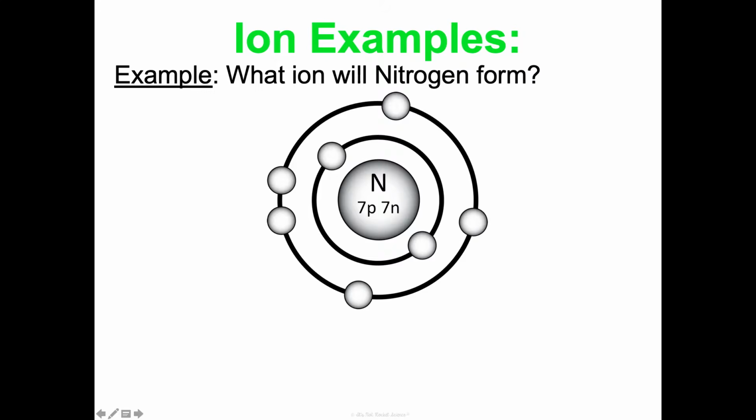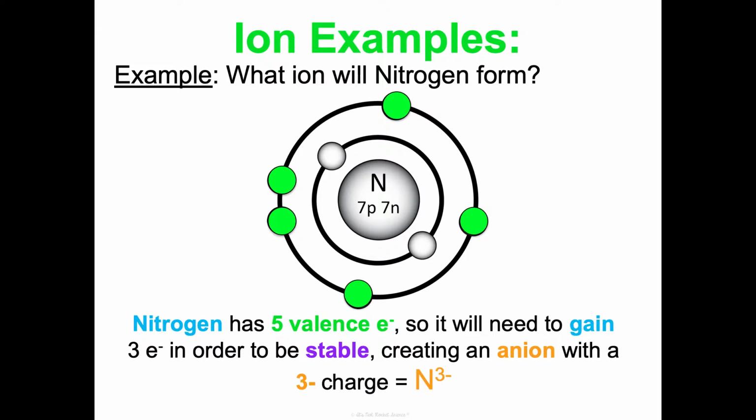Okay? What ion would nitrogen form? Here's another example. Well, nitrogen is in group 15. It has 5 valence electrons. So it needs to gain 3 in order to be stable and have that full outer energy level of electrons. And when it gains 3, it becomes an anion with a 3- charge. And so we write it as N3-. And I know this is kind of weird, why is the minus sign after the number? Honestly, I don't know the reason. I just know that's what we do in chemistry, is that we do 3- as opposed to -3. So just know that's the proper way to write it.